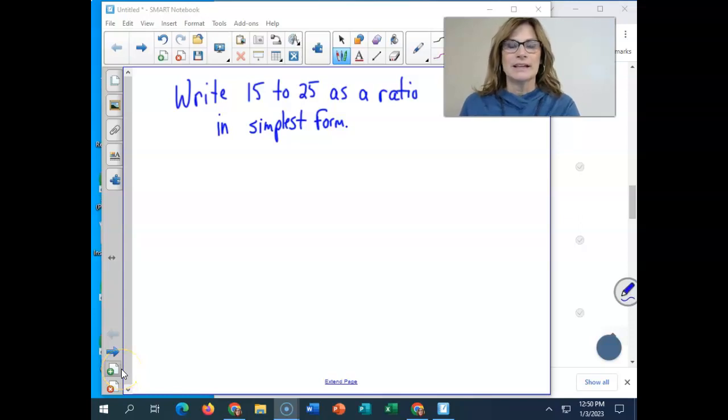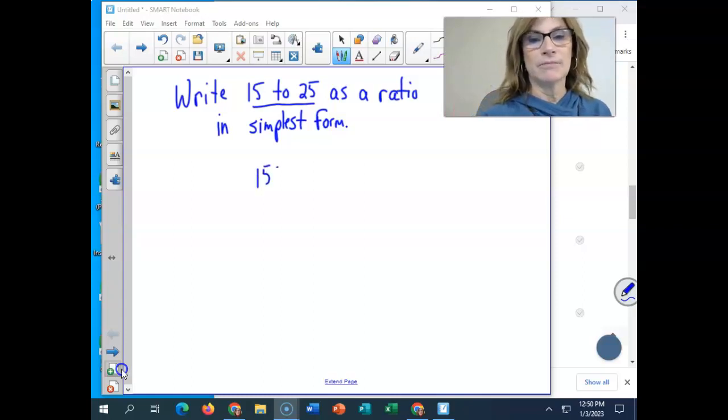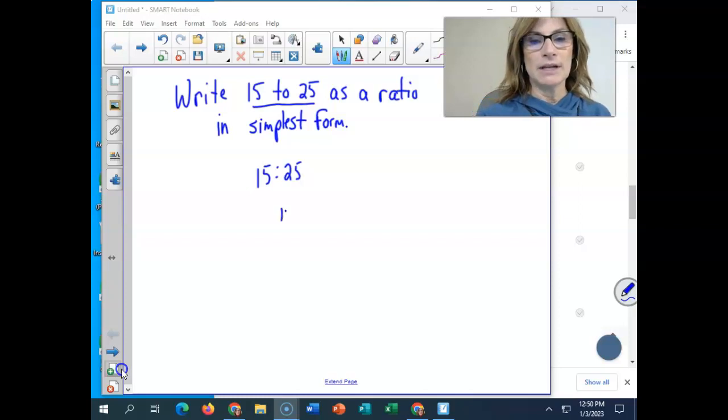Hi folks, let's begin by writing a ratio in simplest form, and you may have called that reducing. But first of all, there are different ways that we can see a ratio. It may be written as 15 to 25. It may be written as 15 to 25 with a colon, or it may be written as 15 to 25 as a fraction.